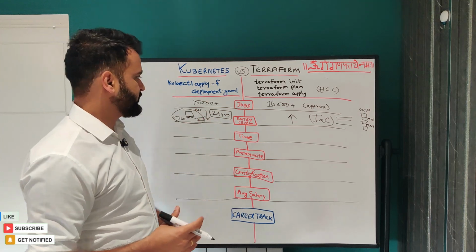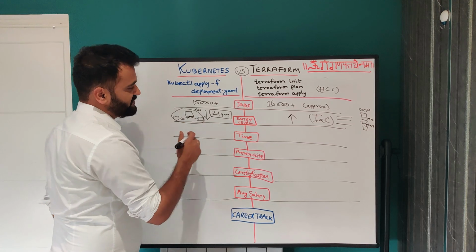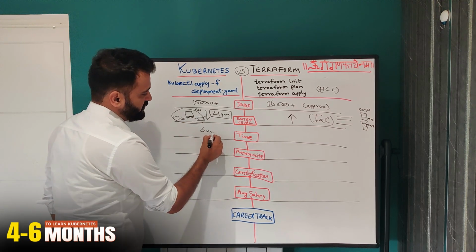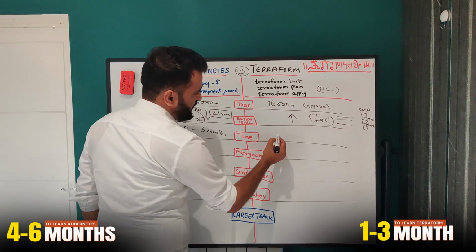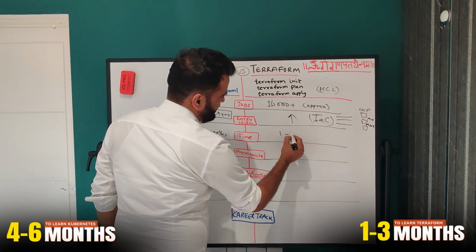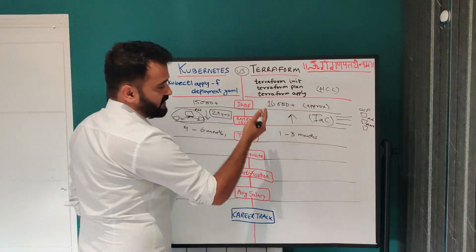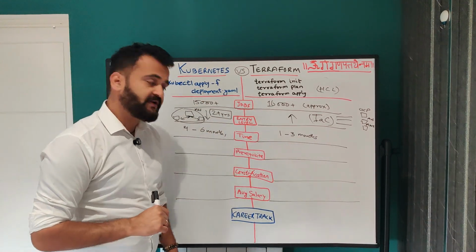From the perspective of time, to master Kubernetes end to end, you need around 4 to 6 months, I would say. Whereas anyone can master Terraform in 1 to 3 months. That's why it is a lower barrier to entry.